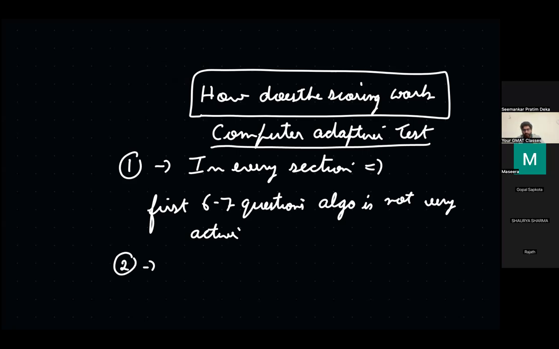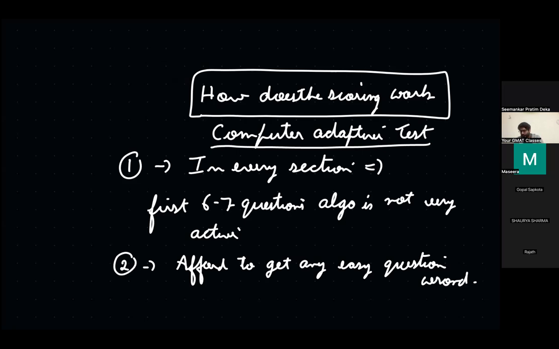You cannot afford to get any easy question wrong. What is wrong with me? I wrote the spelling of wrong. So the thing is, you can't afford to get any easy question wrong. You can't.